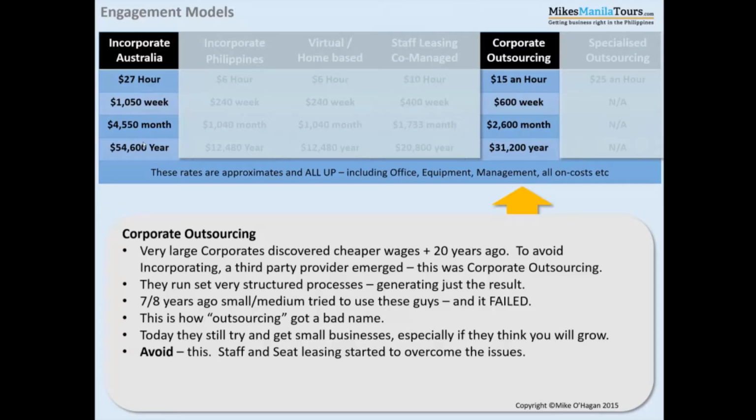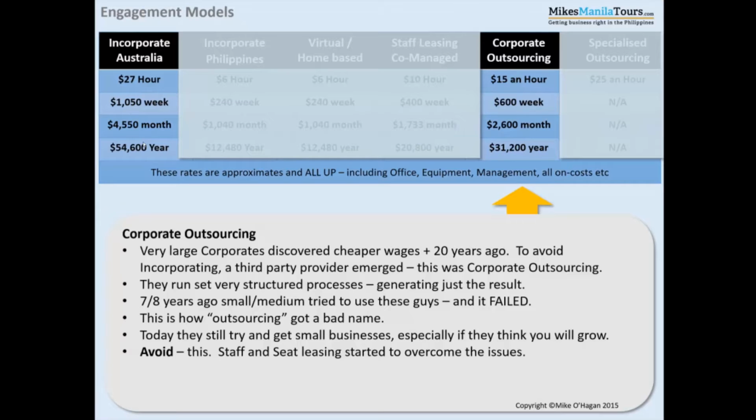But at the end of the day, that fracturing of the relationship between small, medium businesses and the corporate outsourcers caused the whole of the outsourcing industry to get a bad name. Today they will still try and get you in, and they're quite desperate. They're on a decline as far as the industry is concerned. The big companies now getting game enough to incorporate themselves in these countries, and so that's one of their challenges.